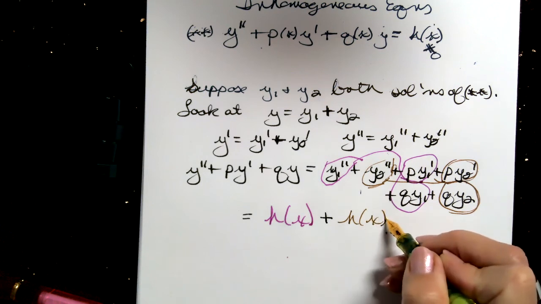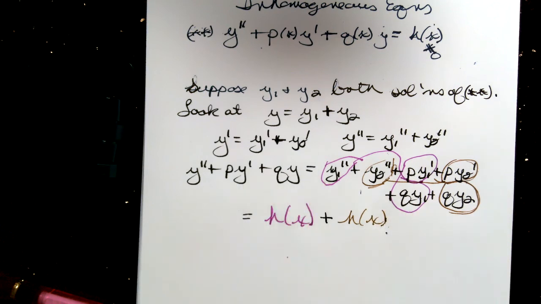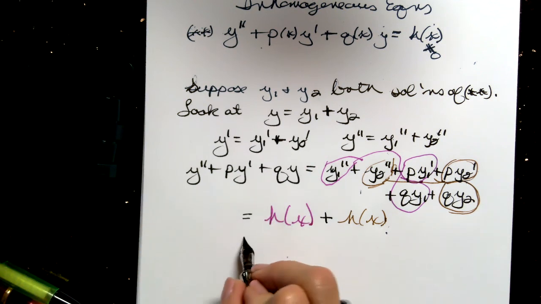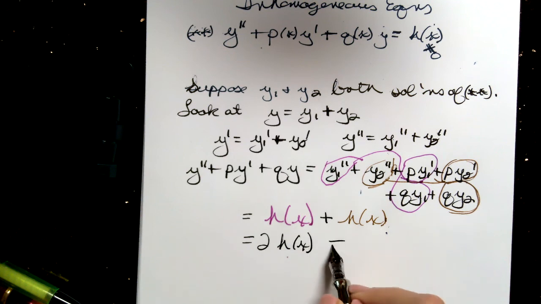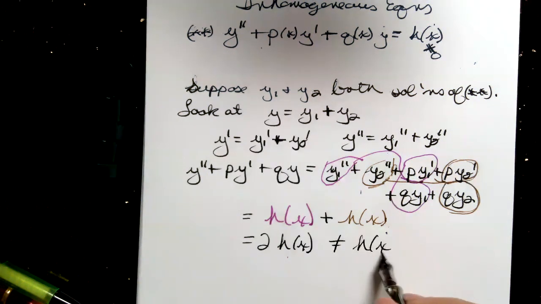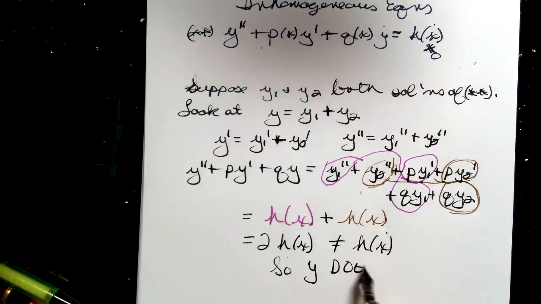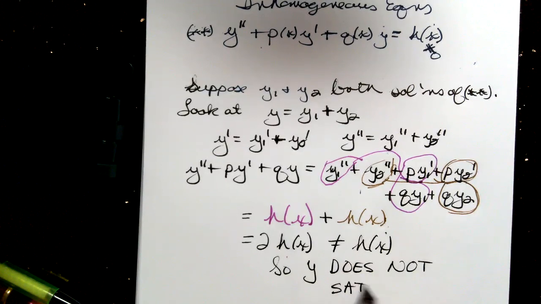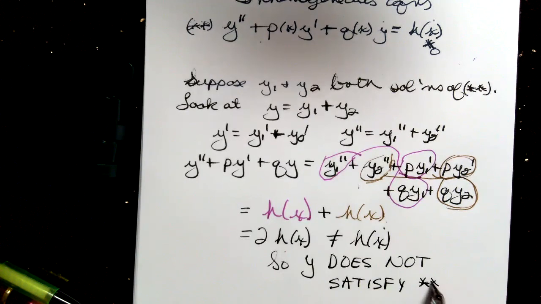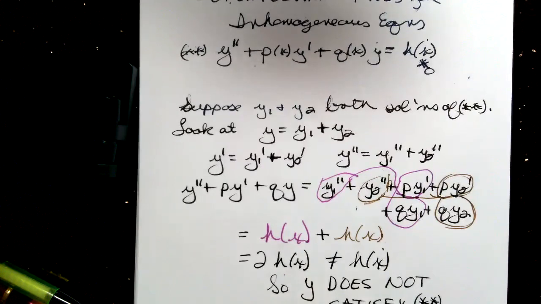So if I take the equation for y and look at what I get as the right-hand side, I get 2 times h of x, which notice is not equal to h of x. So y does not satisfy double star. So superposition fails for inhomogeneous equations.